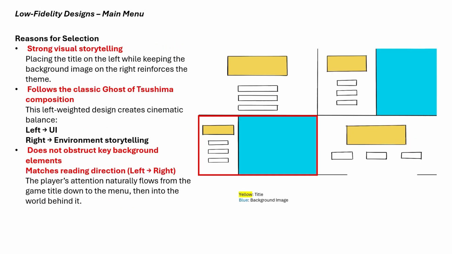For the main menu, I explored the full composition. The center version felt too standard and didn't really support the ink style, and a button-heavy layout drew attention away from the scenery. So I picked the bottom left design, with the title and the buttons on the left side. This lets the background image tell the story on the right and also connects nicely to my Ghost of Tsushima references.